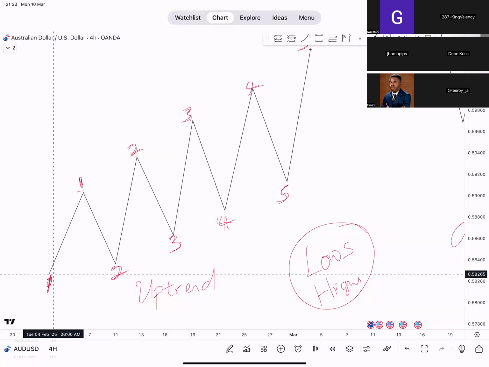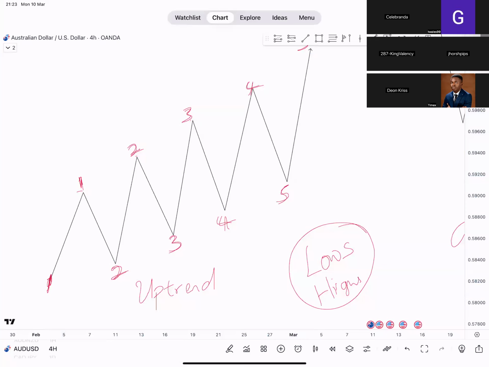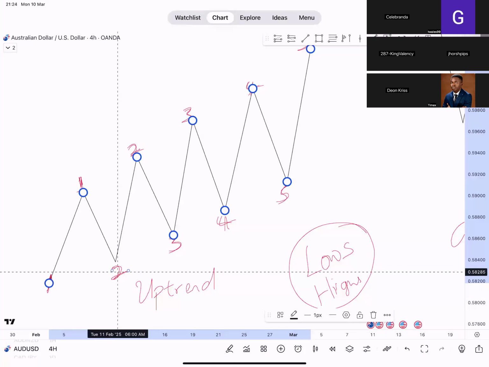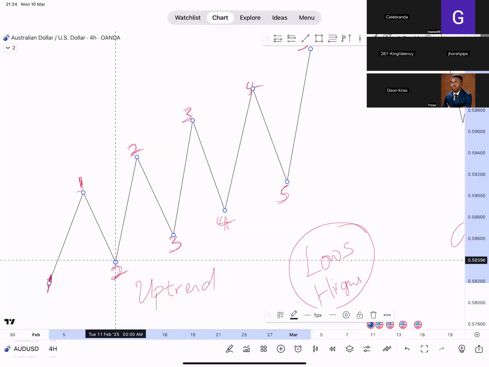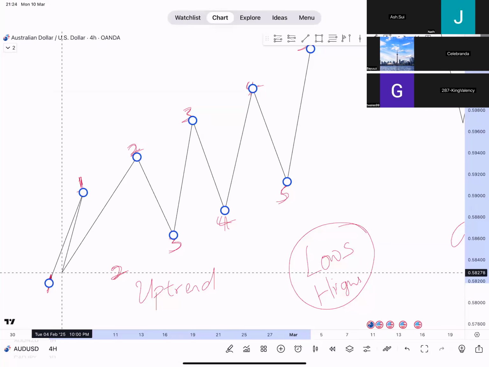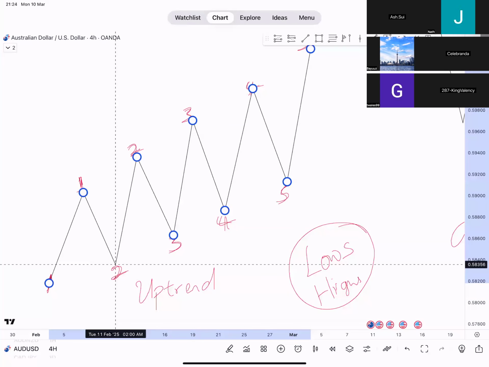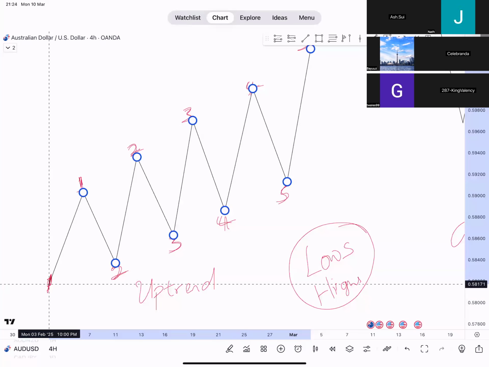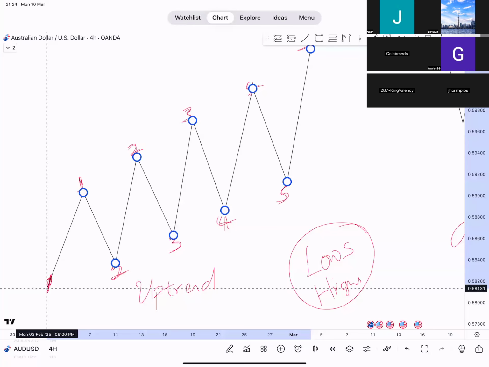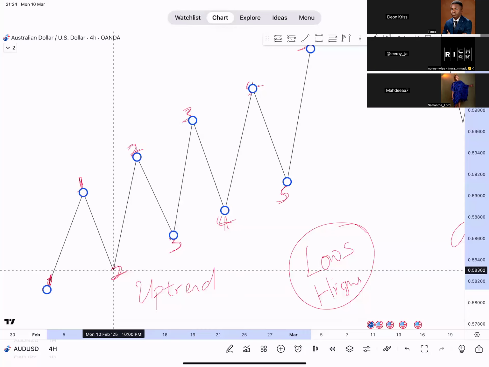Now I want you to notice something. If you look at my screen very well, you would see something. This point that I called low 2, can you see that this low 2 is actually higher than low 1? When you see that something is lower than something, it means that it goes below the previous one, right? But in this case, low 2 is higher than low 1. This is low 1, and low 1 is lower than low 2, which means that low 2 is higher than low 1.